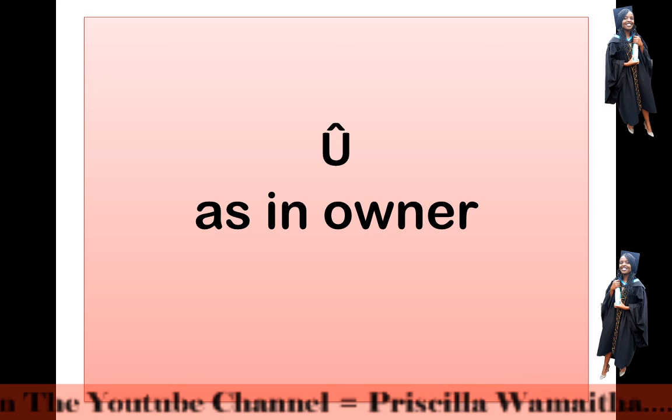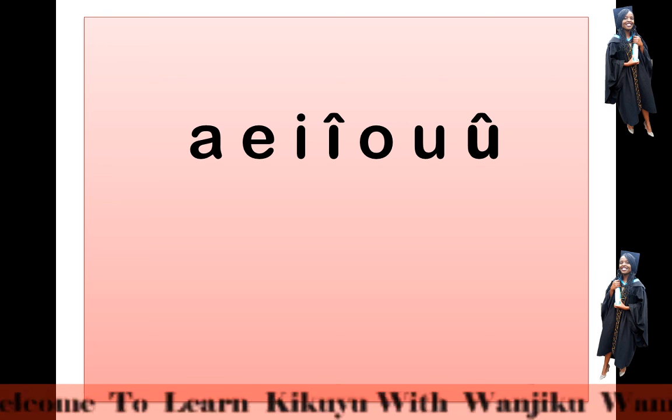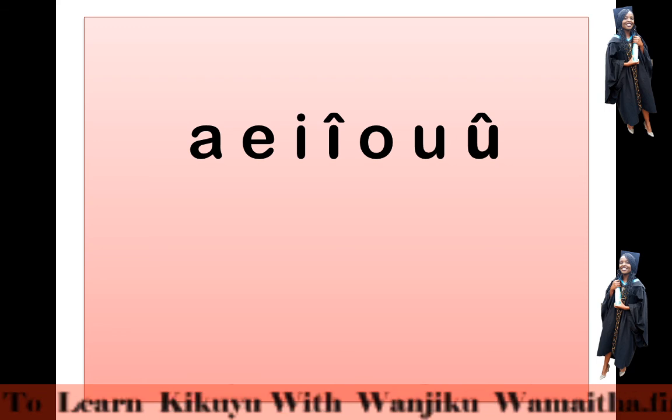So my listener, we have said that we have 7 vowels in Kikuyu, and they include A, E, I, O, U, Ĩ, Ũ.